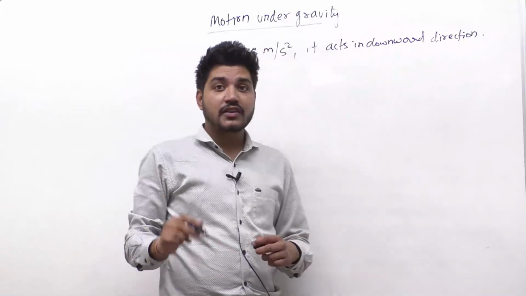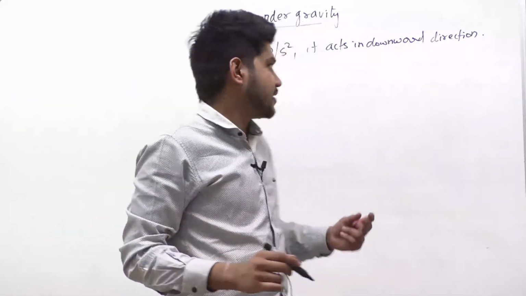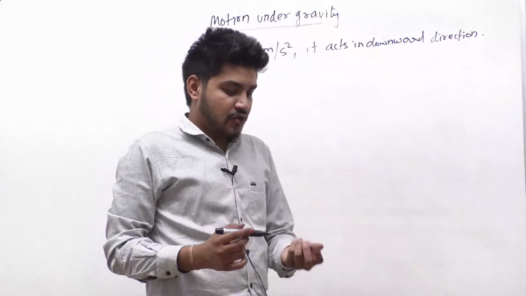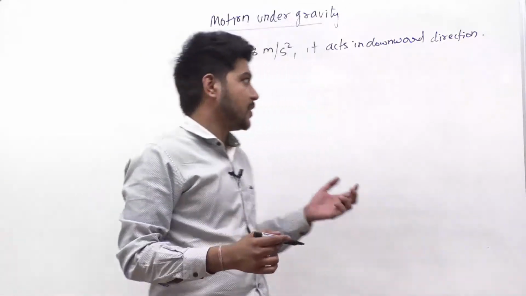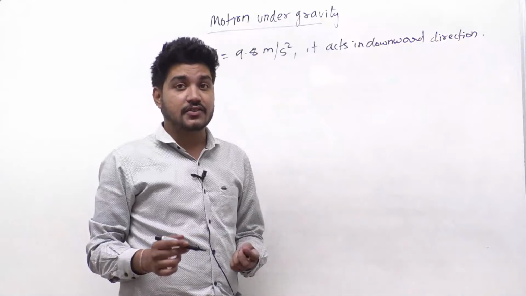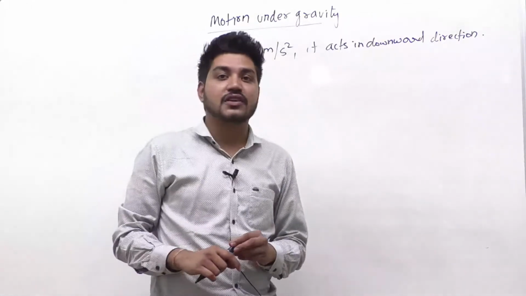So we know that the value of acceleration due to gravity is 9.8 meter per second square, and somewhere we will take 10 also, right? So it is a constant acceleration. So we can use the same equations of motion to solve the problem based on motion under gravity, right?